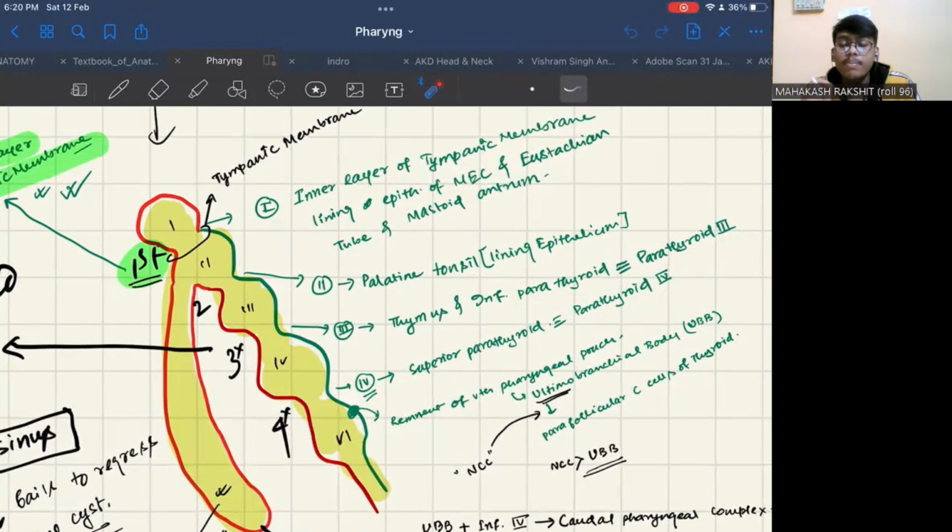But as the inferior parathyroid is developing along with the thymus, what is the final location of the thymus? The thymus is located in the middle mediastinum, that is in the thorax. So the thymus will descend down from this pharyngeal region to the thoracic region.